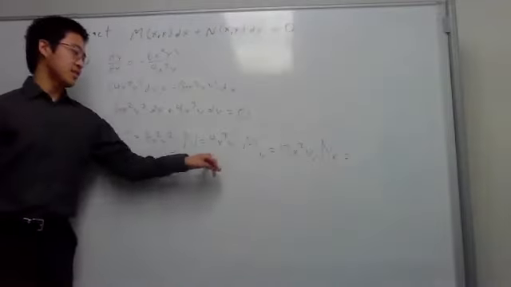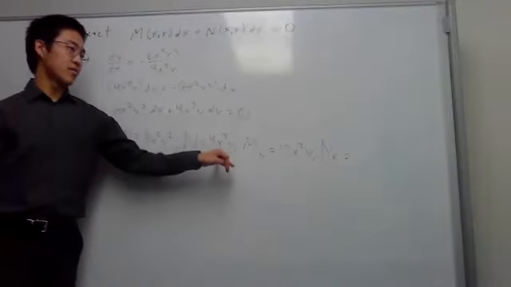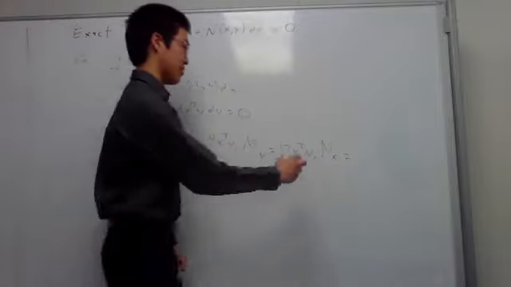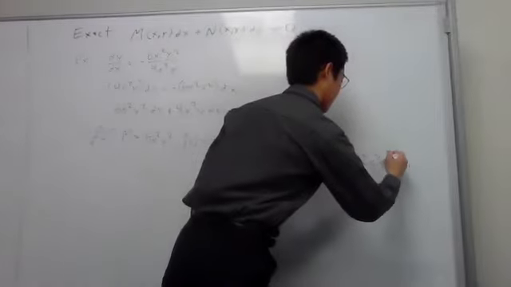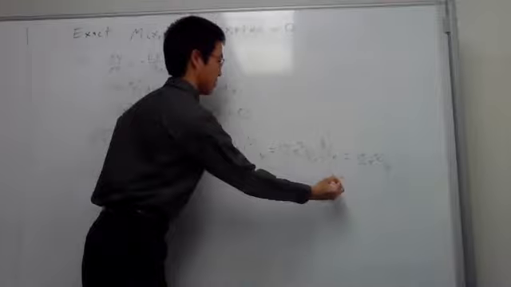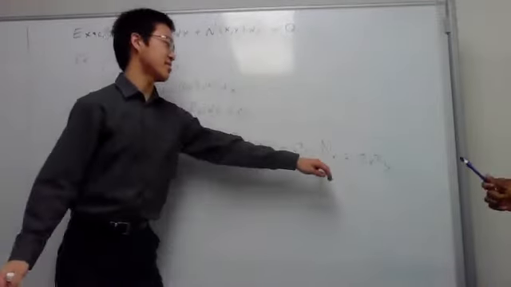So, and what is N with respect to x? And from here, x to the third goes to 12x squared y. 12x squared. So does this satisfy exactness? That's pretty good. Yes, because these are equal.